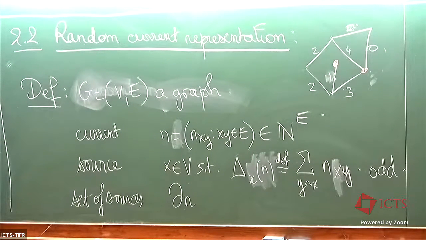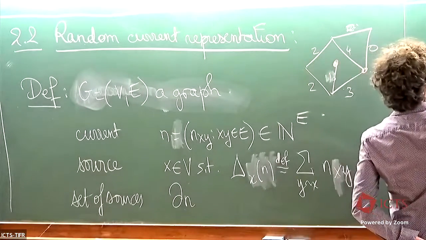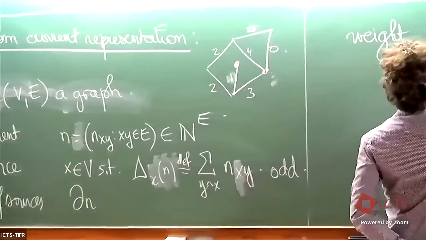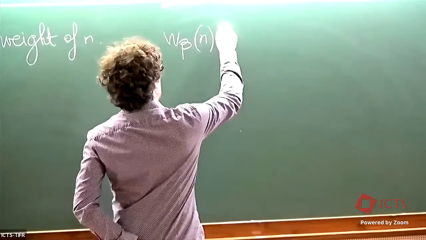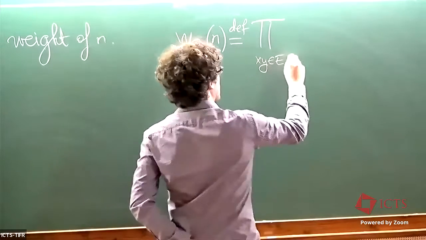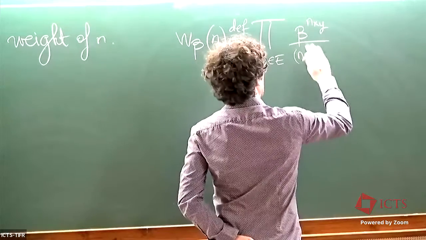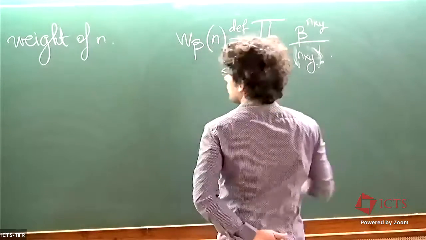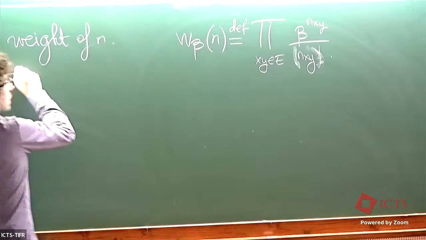And the last thing I want is to define the weight of a current. This is going to depend on the parameter beta, and it's going to be the product over every edge of beta to the n_xy over n_xy factorial. Okay, so these are definitions. It's just terminology. We call currents things like that.